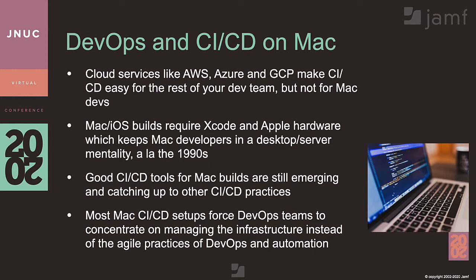Tools for this are emerging every day. They're getting a lot better. There's a lot of different build systems. There's a lot of CI as a service tools that do great things out there, but these things are still emerging, and there's a lot of control that's still lacking. Most CI setups force DevOps teams to concentrate on managing the infrastructure so much that they don't really get to focus on the agile practices and the infrastructure as code practices that they're really aiming at when they try to adopt these things.